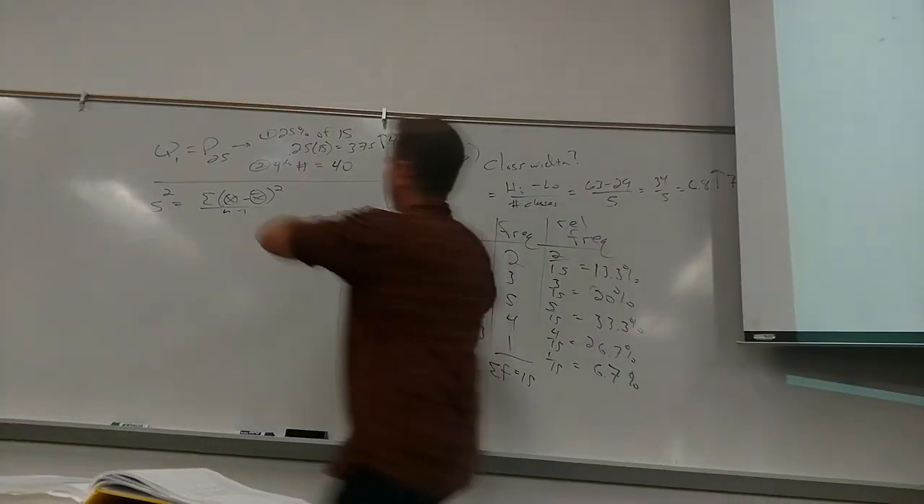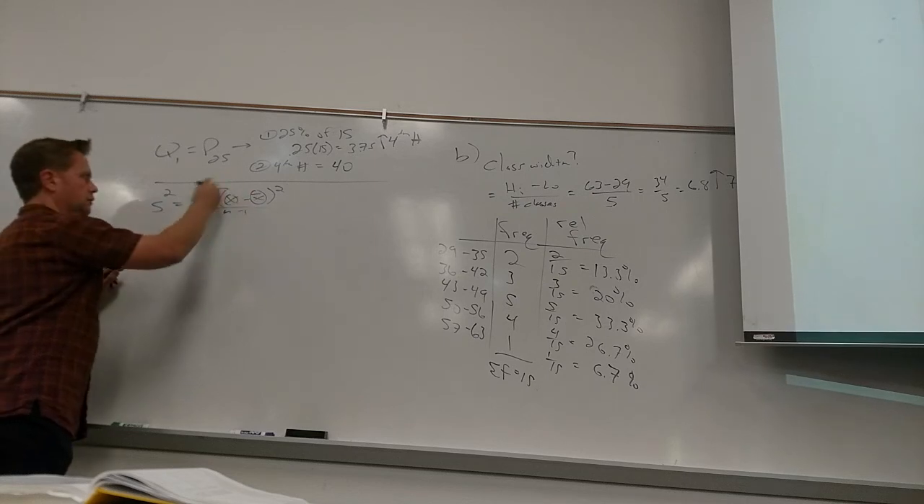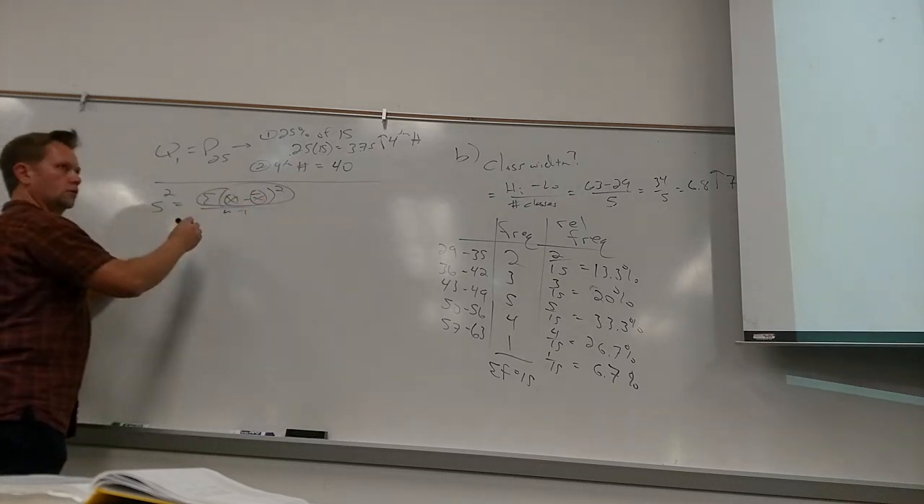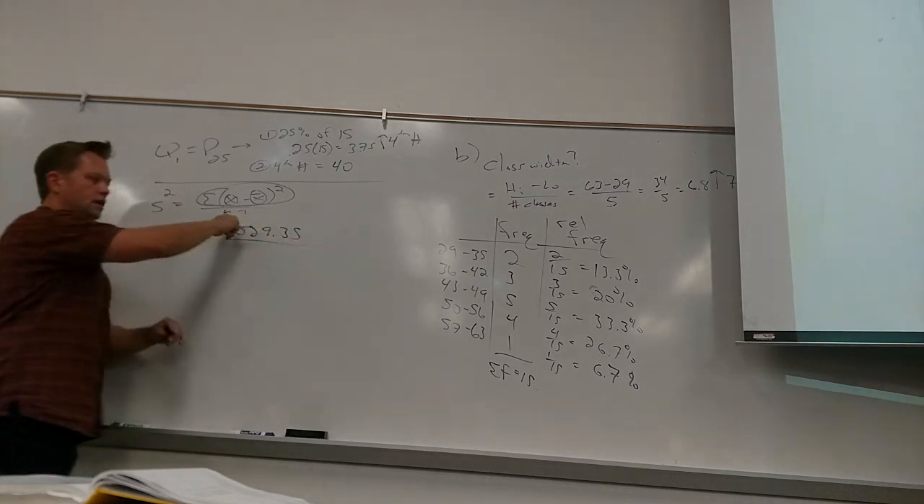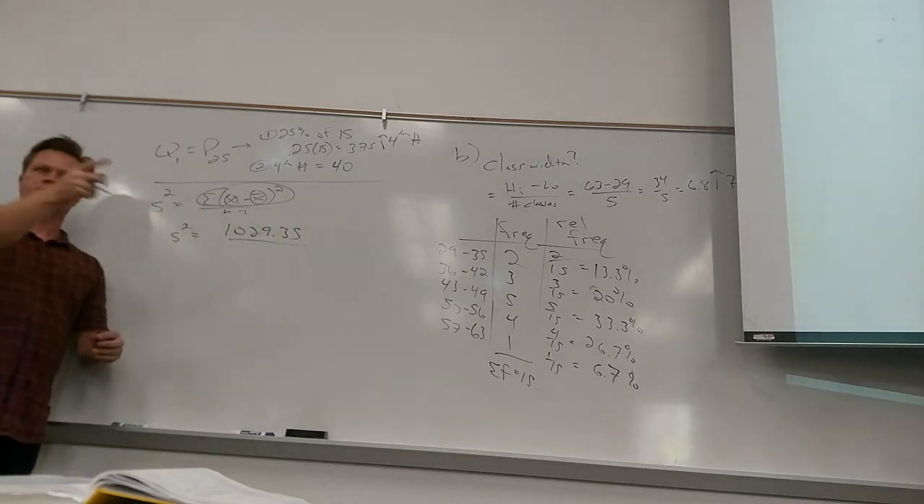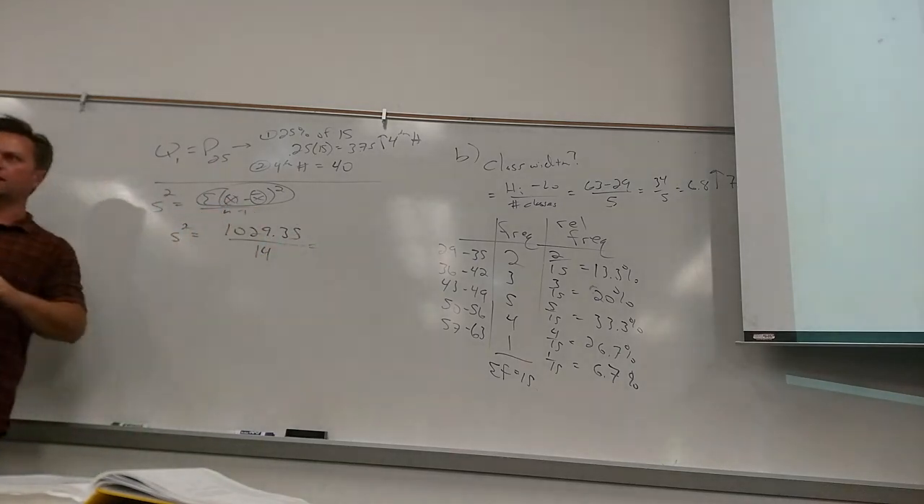So now that's good. The variance is, what goes up here? What's down here? 14. One less than how many? Why one less? Because it's a poor little sample. We've got to help it out a little bit.